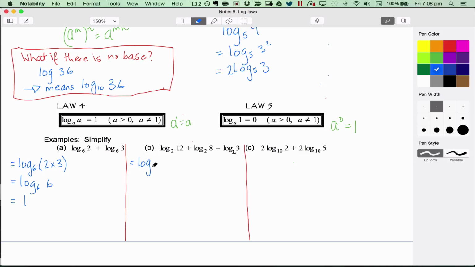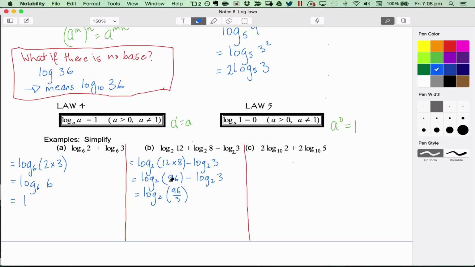So hopefully that didn't throw you while you were doing your working earlier. First step, I'm going to use law 1 on the first two parts. Log 2 of 12 times 8. And then I'll just write this last bit in so I don't forget about it. Log 2 of 3. Simplify this. Log 2 of 96 minus log 2 of 3. We can now divide 96 divided by 3. Log 2 of 96 divided by 3.